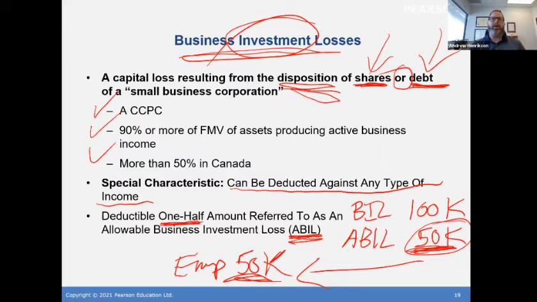So that's another type of loss to throw into the mix. So your job is going to be, when you're looking at these things, to know to classify them in the right place and give them the proper tax treatment.